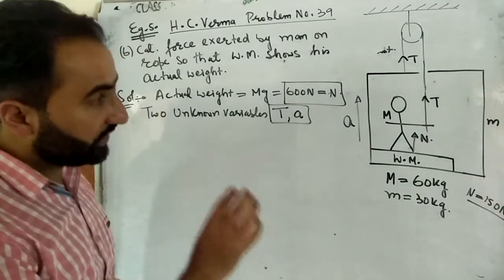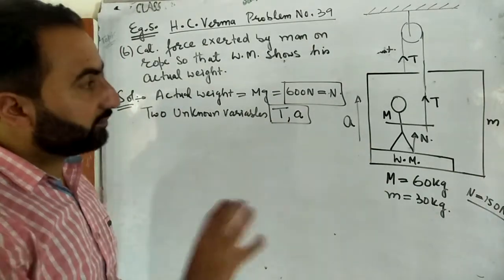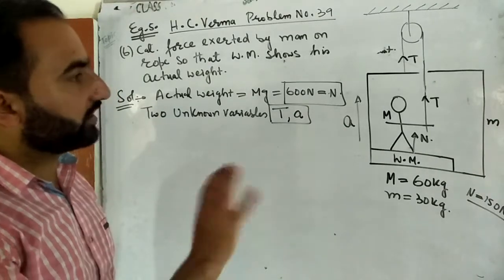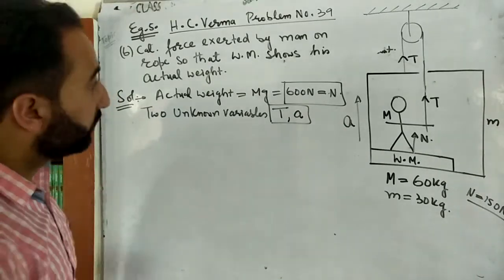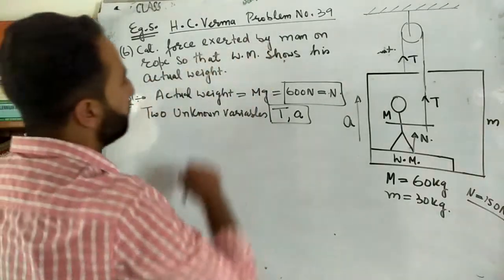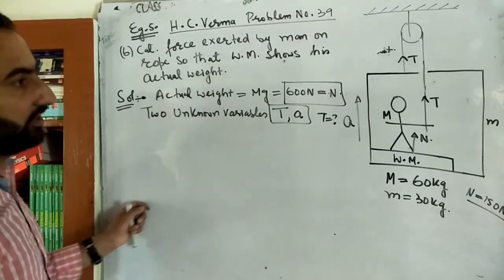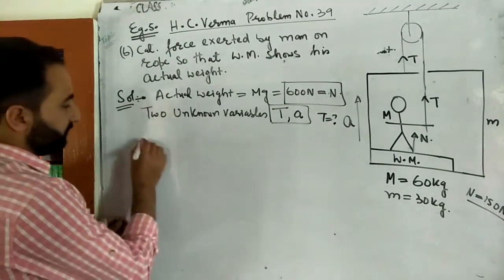So we'll construct two free body diagrams. Number one for the whole system, and number two for the man alone. We have two equations, two unknown variables. Solve them and try to calculate the value of T. We have to calculate the value of T. Okay. Calculate force exerted by the man. So that means we are supposed to calculate the value of T. That means we will eliminate A. Okay. So it's like this.